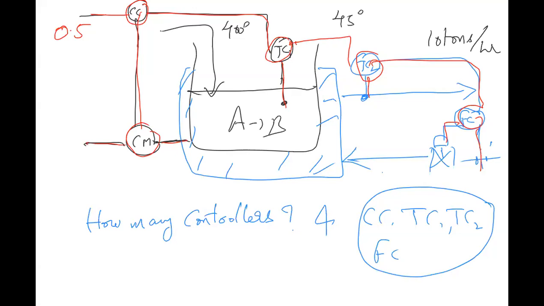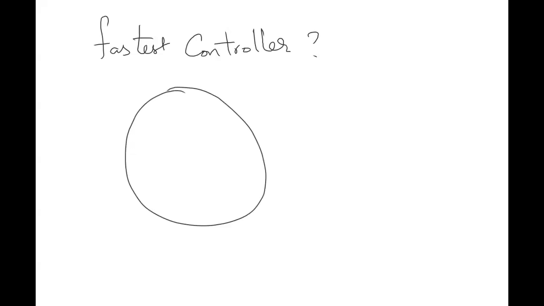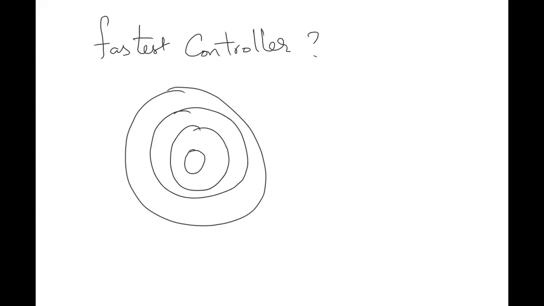Any questions that you have here? Now, which one is the fastest controller here? See, there are four loops: the concentration controller, TC1, TC2, and FC. Which one will be the fastest controller? FC. The innermost should always be the fastest.